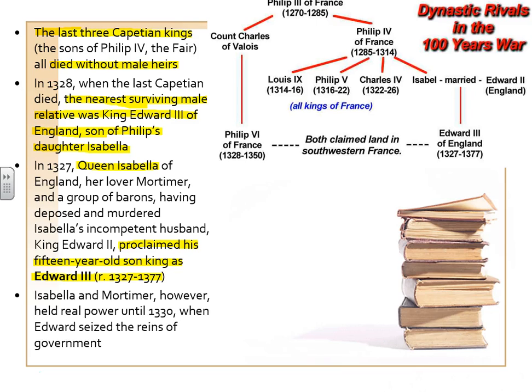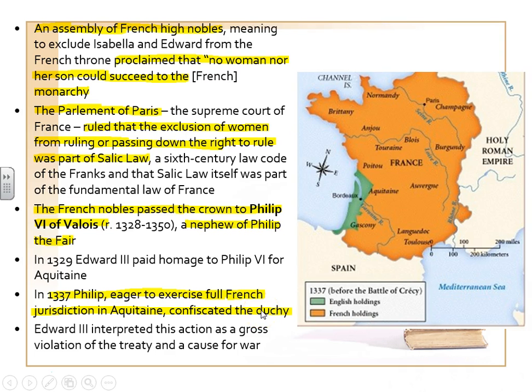But anyway, these high-ranking nobles are going to raise a legal challenge, and instead they're going to claim that Philip, who will become Philip VI, should in fact be the rightful heir to the throne. So that would be the nephew of Philip IV. So they're going to raise this legal challenge in what is known as the Parliament of Paris.